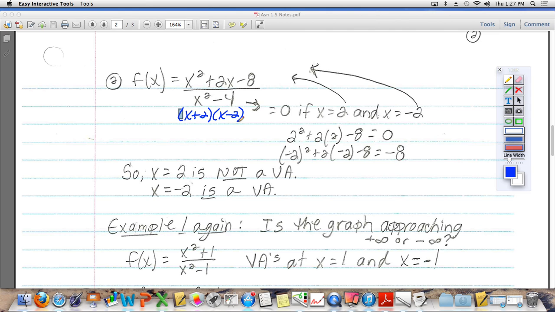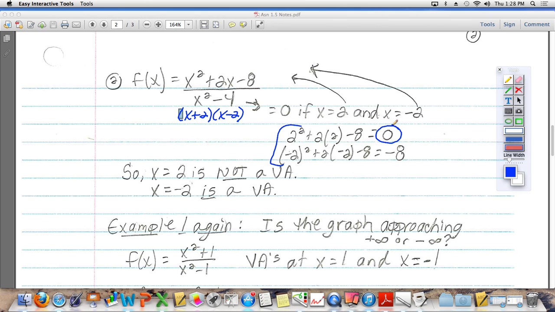So I plug a 2 into the top. And when I plug a 2 into the top, I did the math right here. 2 squared plus 2 times 2 minus 8. I'm not going to go through all the math. You guys can figure that out for yourself. But you get 0. If you get 0, what does that mean? It is not an asymptote. Okay? I do the other one.